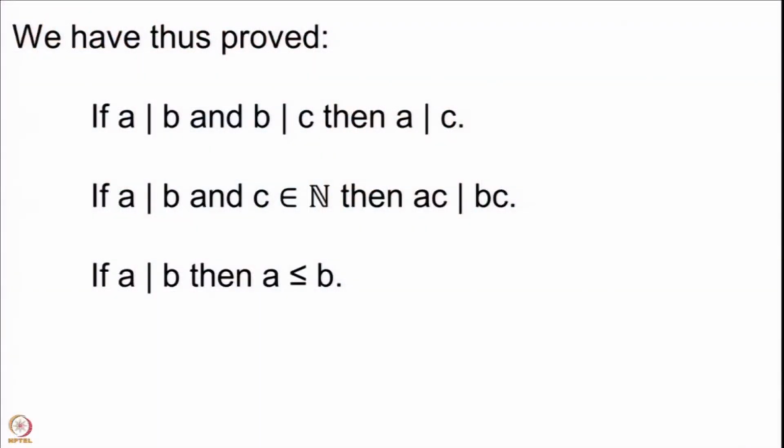We have proved that when A divides B and B divides C, then A divides C. This says that the divisibility relation is transitive. Further, if you have A dividing B and you multiply both sides by a natural number C, then we will have that AC divides BC. And finally, the most important property is when A divides B, then A has to be less than or equal to B. Alright, these three are very important.